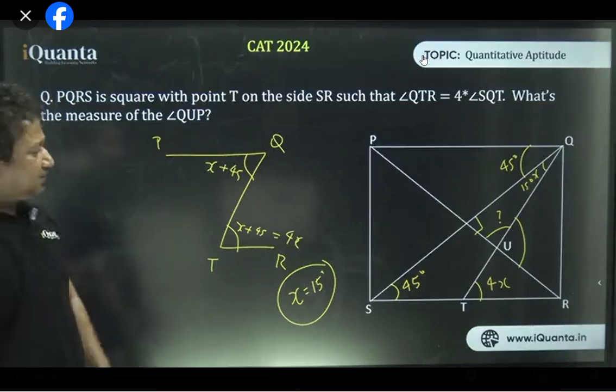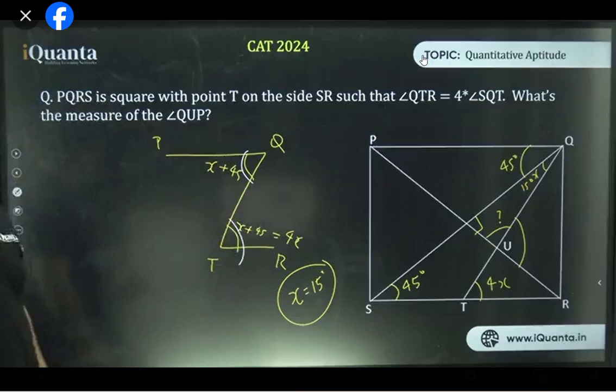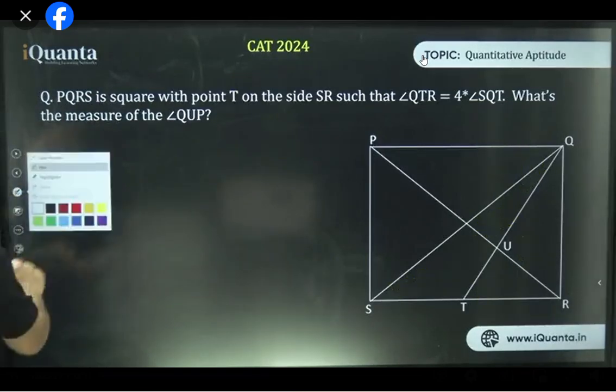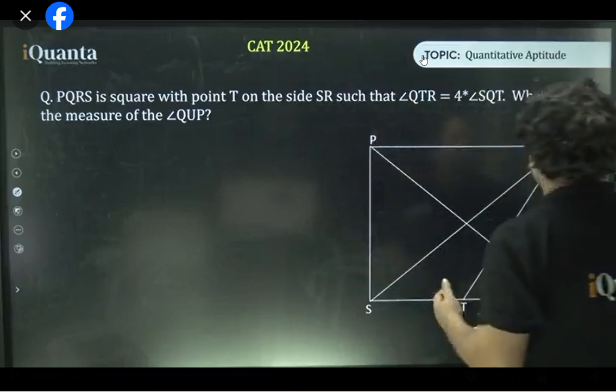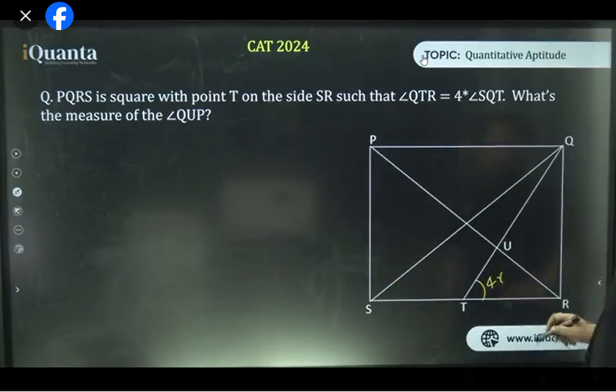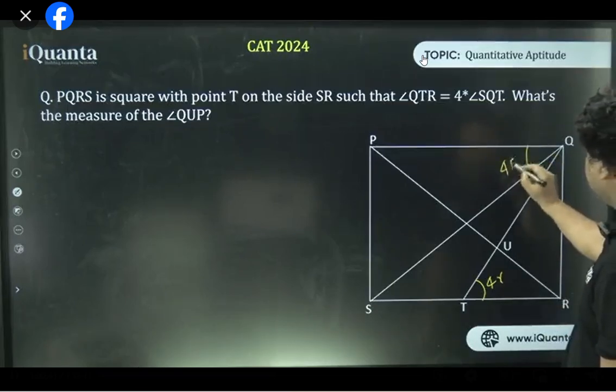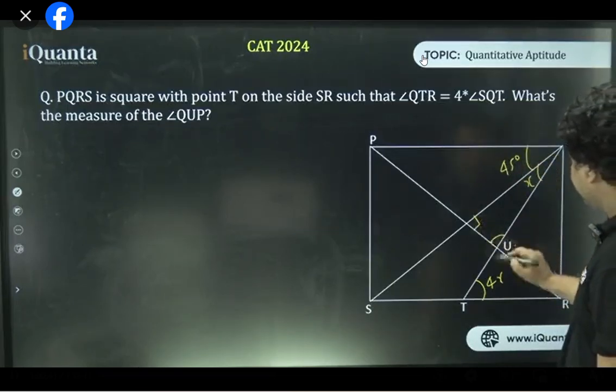The main thing over here is that we should be able to recognize the alternate angles, this and this. Once you recognize this, things will be clear. Should I repeat? I don't think it's required. Anyways, this is 4x. This is x. This is 45. This one is 90. This is what we need to find out.